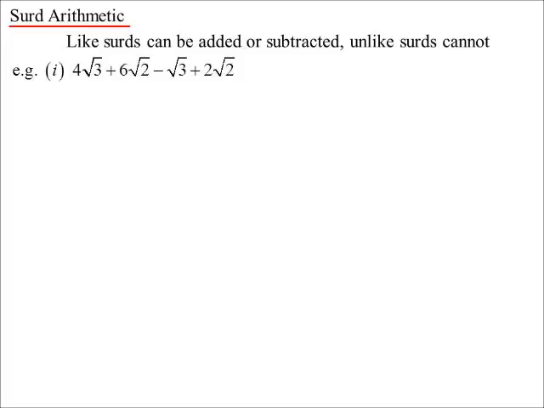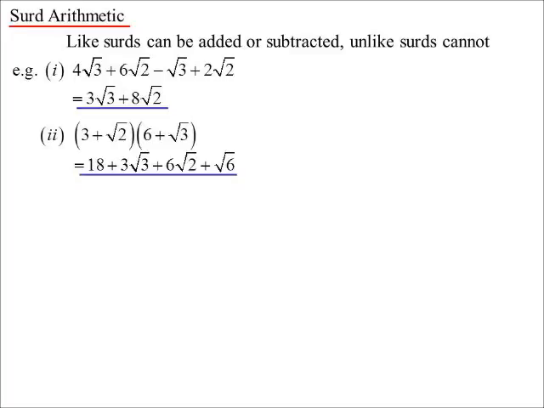So, like surds can be added and subtracted. I don't know what the square root of 3 is, but I do know that if I've got 4 of them and take away one of them, I've got 3 of whatever they are. And similarly, with the 2, if I've got 6 of them and 2 of them, I must have 8 all up. Exactly the same as algebra. Binomials, again, first, outside, inside, last. And in this case, nothing tidies up.